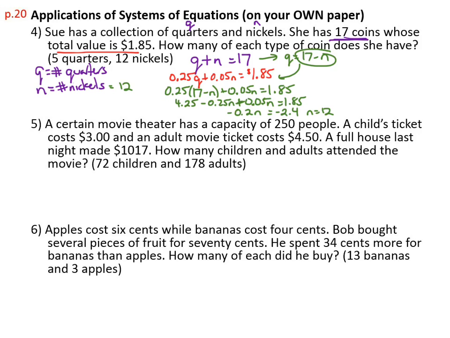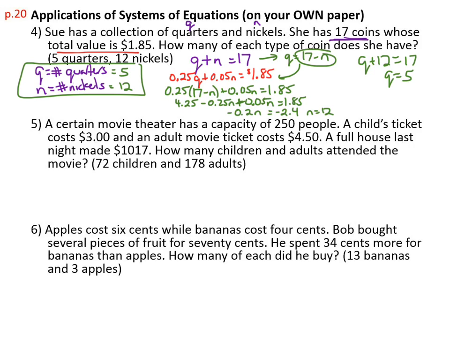And then we can go back to that first equation. Q plus N, which we just found was 12, equals 17. So that means that we have 5 quarters. And again, plugging in the value for each of those coins, then we'll see that our 25 hundredths times 5 plus our 5 hundredths times 12 does come up to that $1.85. So we found the correct number of each coin.